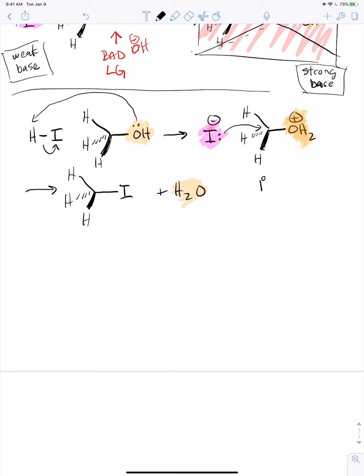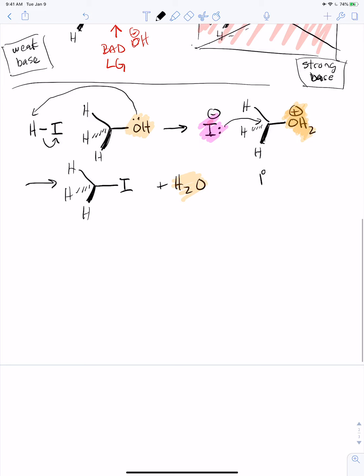We haven't quite gotten into that yet, but we're just building up our tools here so we can discuss it in detail. So primary, as we know, is really fast for SN2, okay? And tertiary favors SN1.